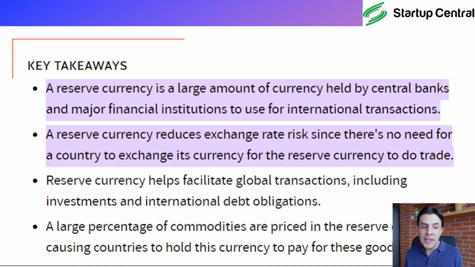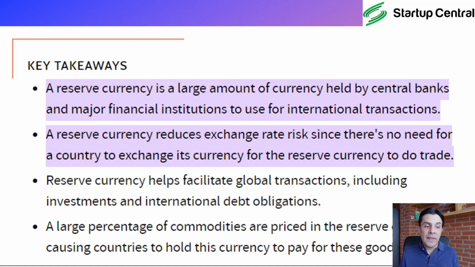And we're going to be exploring more, but there are a number of reasons why this happens. 2, a reserve currency reduces exchange risk since there's no need for a country to exchange its currency for the reserve currency to trade. So if one currency, let's say the US dollar, is the one that is mostly accepted for trade around the world, then it benefits a country to keep the reserves in that currency.